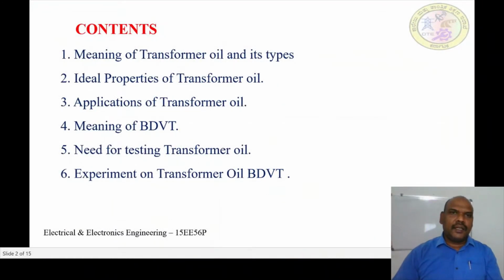The contents are meaning of transformer oil and its types, ideal properties of transformer oil, applications of transformer oil, meaning of BDVT, that is breakdown voltage test, need for testing transformer oil, and finally we'll see experiment on transformer oil BDVT, that is breakdown voltage test.